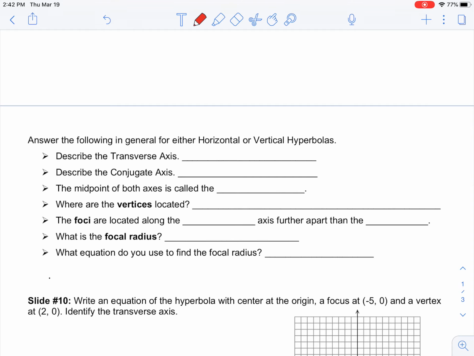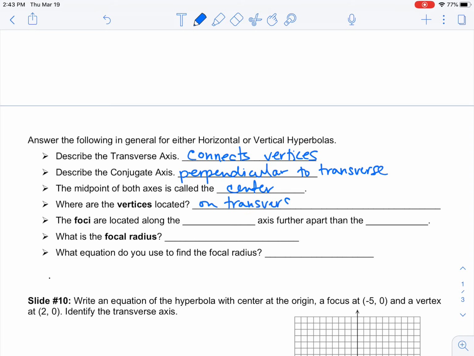Okay, answer the following for horizontal or vertical hyperbolas. Let's see, the transverse axis connects the vertices, while the conjugate axis is perpendicular to the transverse. The midpoint of both is called the center, and the vertices are on the transverse axis, a from the center. So the length of a.